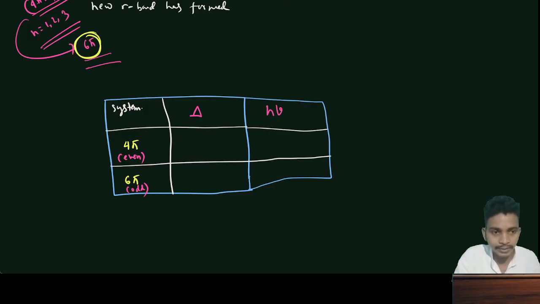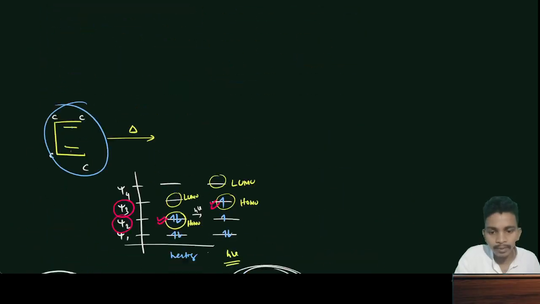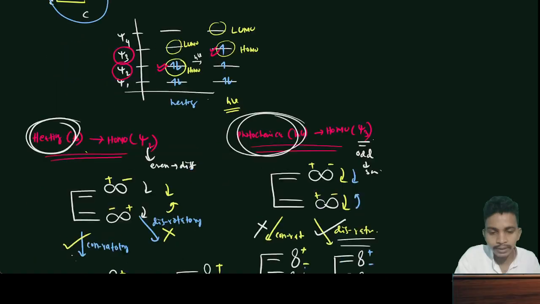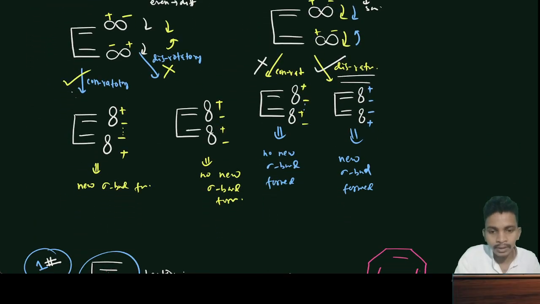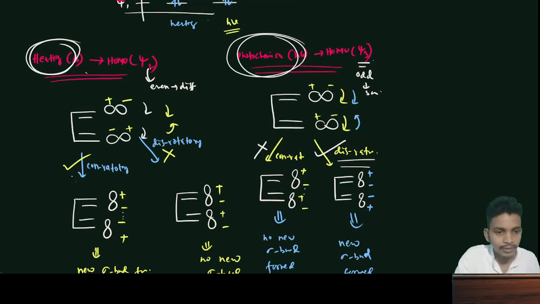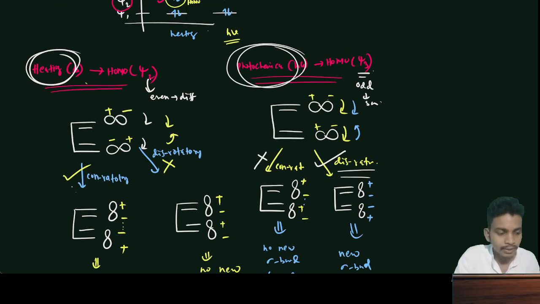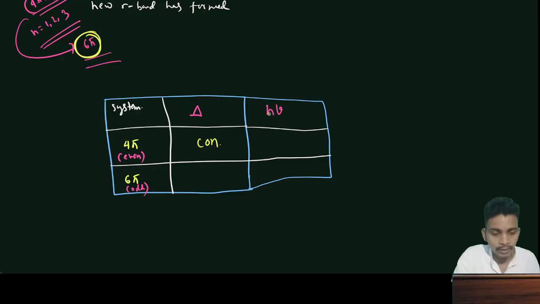Here on conrotatory the bond will form, so I will write here: on con, bond will form. Now for 4 pi systems, on conrotatory the bond is formed, and the other way is disrotatory. If it is photochemical conditions, then on disrotatory it will form the bond. So if it is a photochemical condition, then the bond is formed on disrotatory.